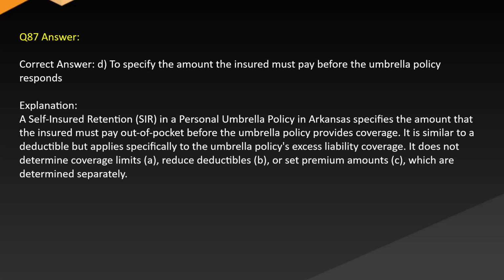Explanation: a self-insured retention, SIR, in a personal umbrella policy in Arkansas specifies the amount that the insured must pay out of pocket before the umbrella policy provides coverage. It is similar to a deductible but applies specifically to the umbrella policy's excess liability coverage. It does not determine coverage limits, A. Reduce deductibles, B. Or set premium amounts, C. Which are determined separately.